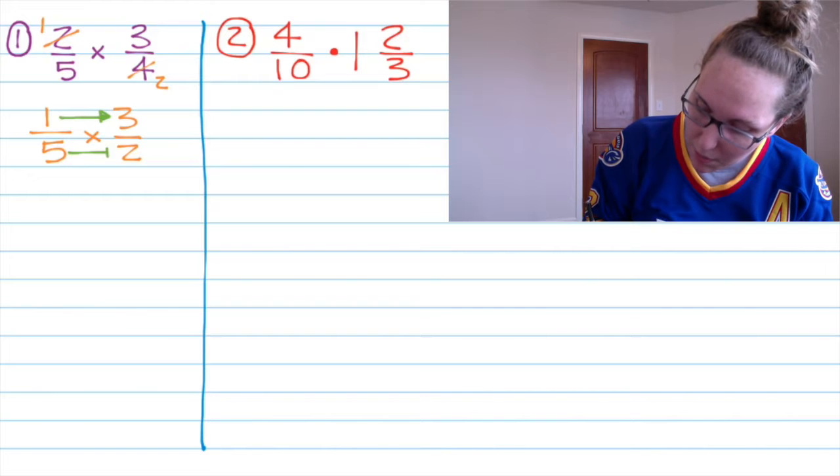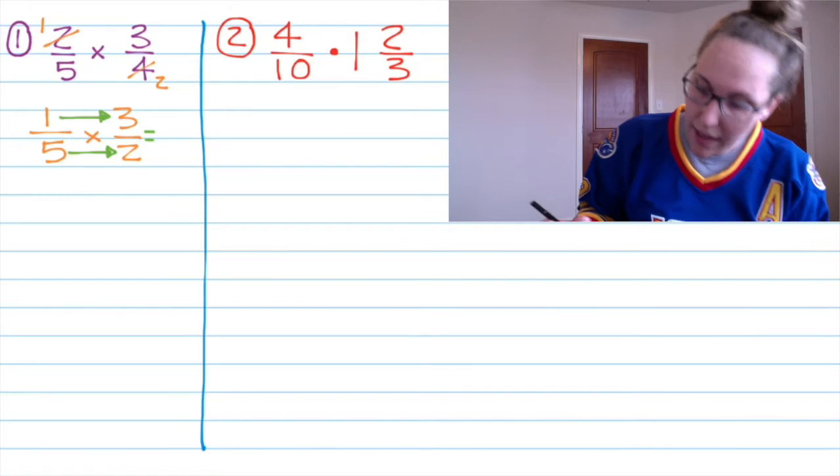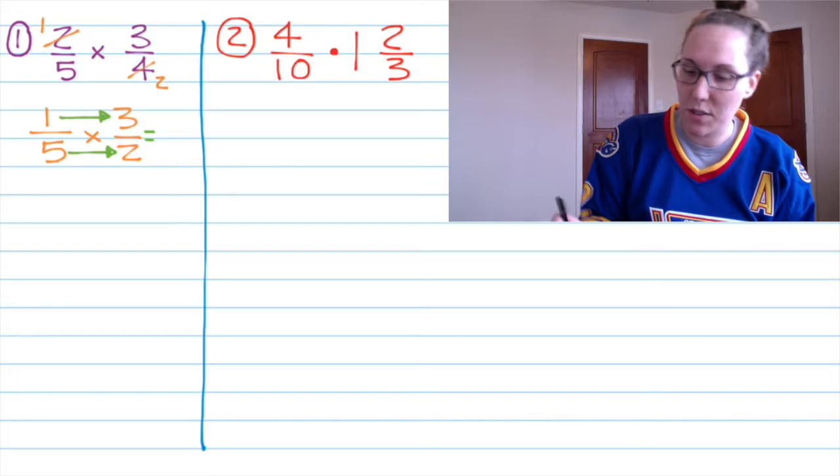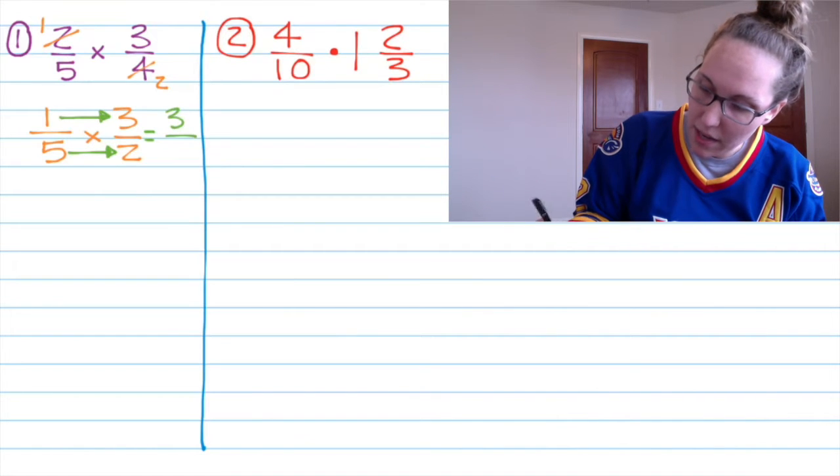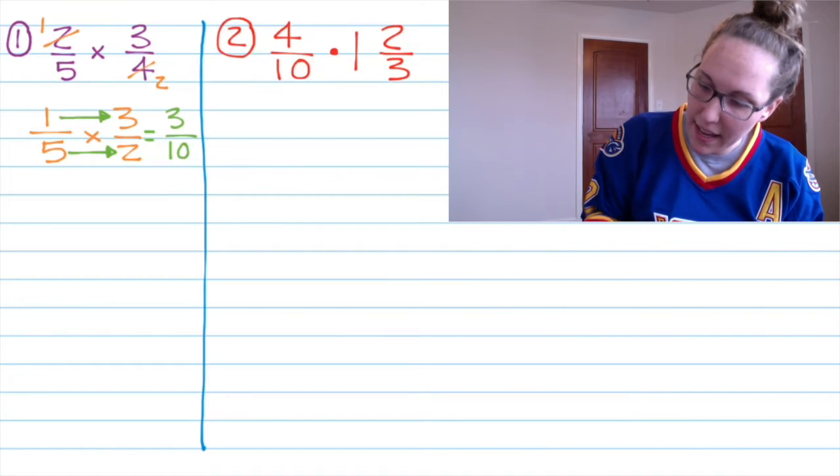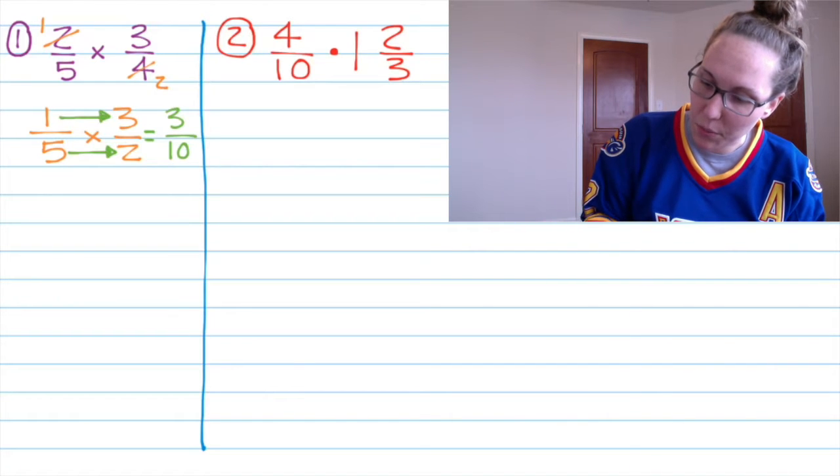So now I'm going to do exactly what I said before. I'm literally just going to multiply 1 and 3 and 5 and 2 straight across like that. So 1 times 3 is 3. 5 times 2 is 10. And I get my answer of 3/10.